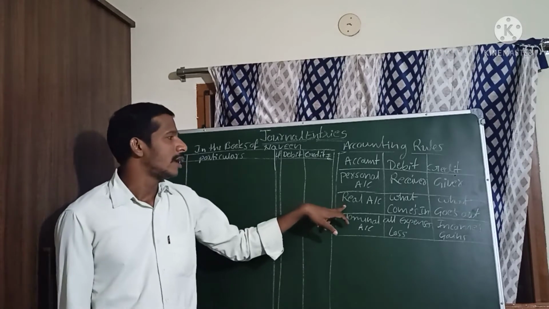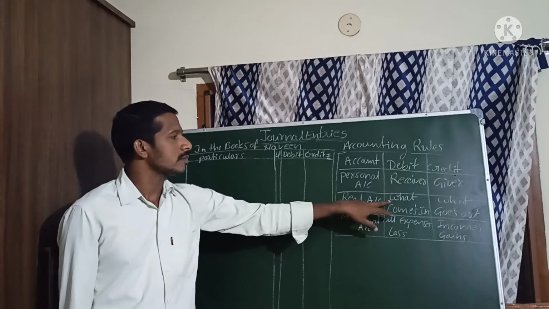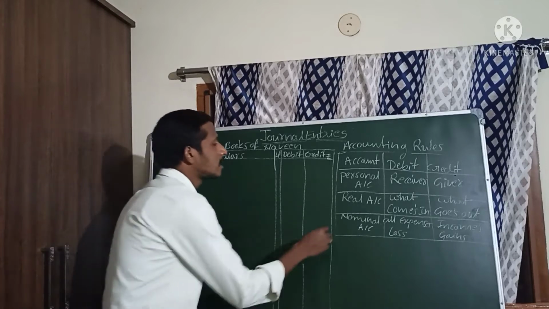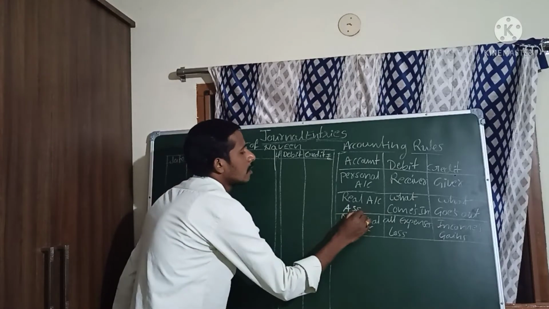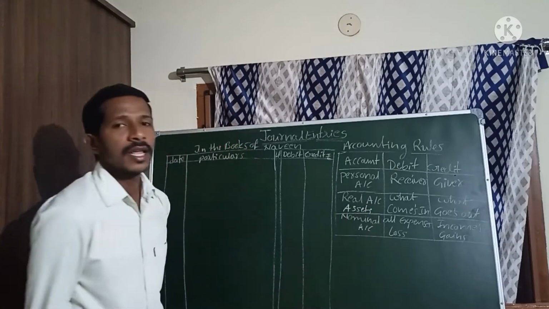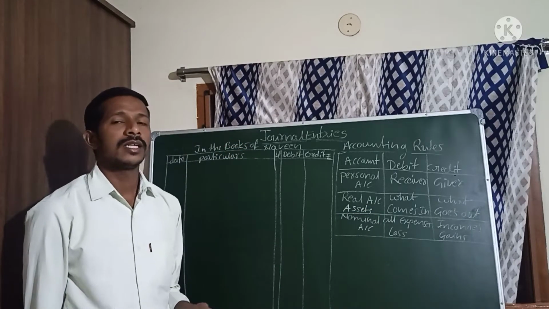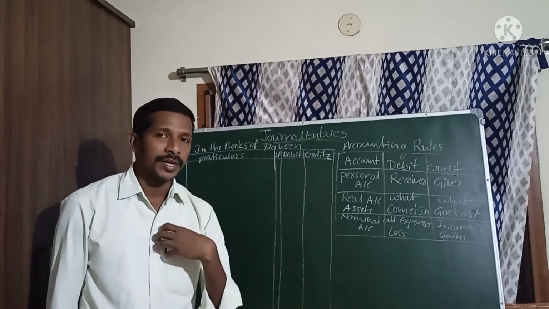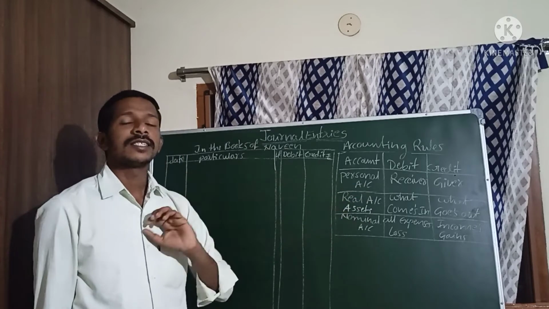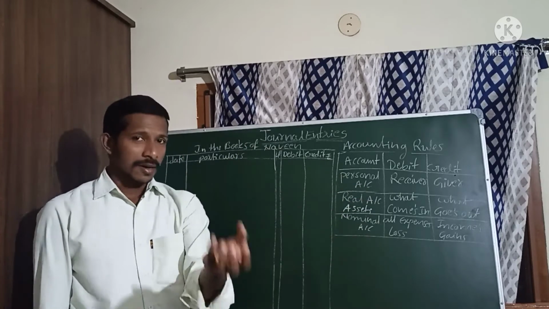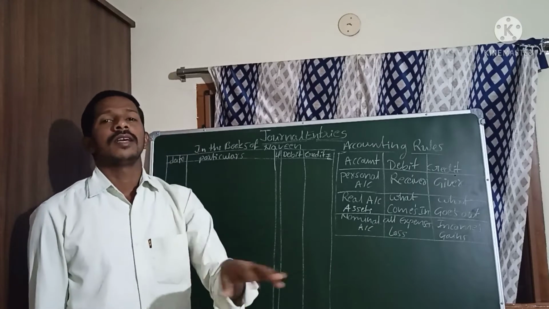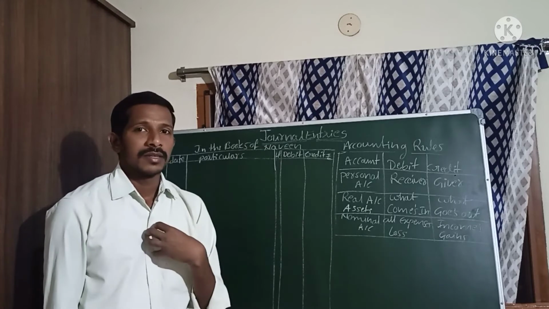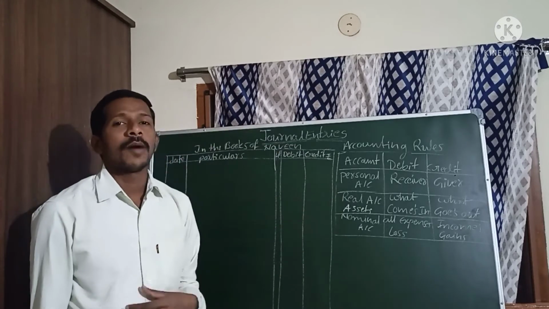And the second one, real account. What comes in, debit; what goes out, credit. In real account, here assets are there. Real account deals with the assets. What comes in, debit? Asset comes in, debit. What goes out, credit? Asset goes out, credit. For example, cash is an asset. Cash comes in, debit. Cash goes out, credit.